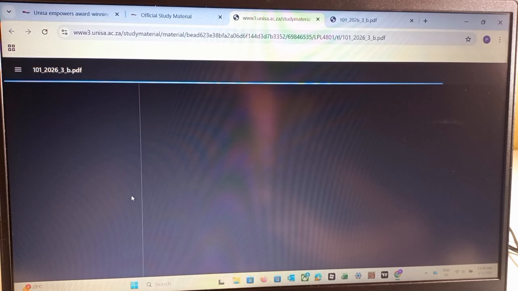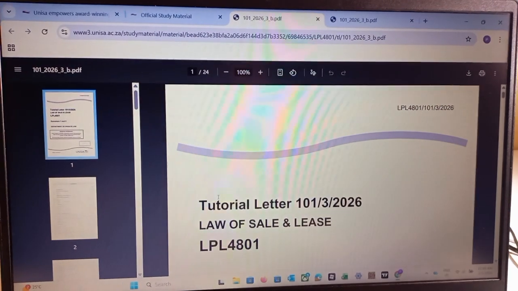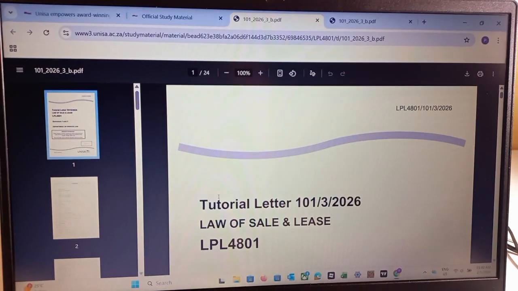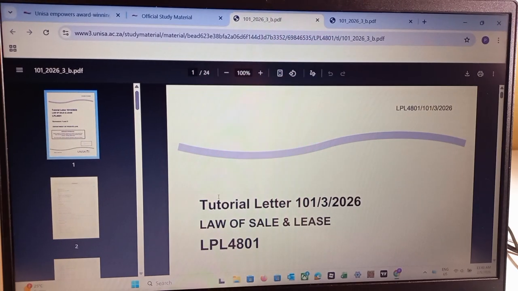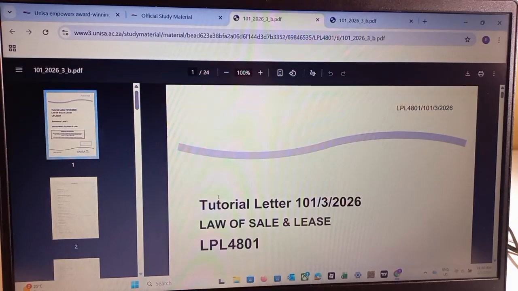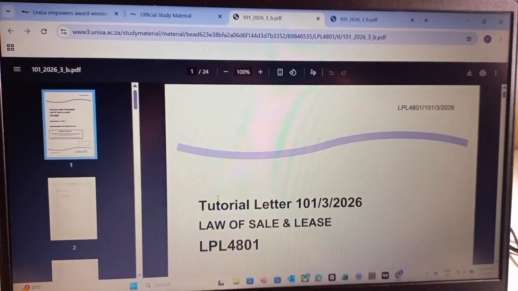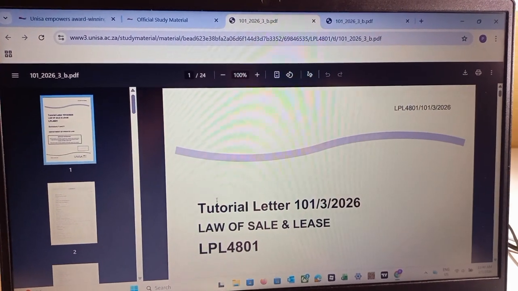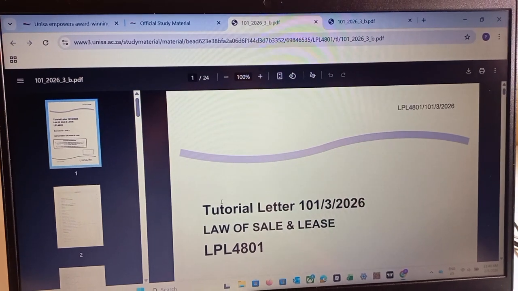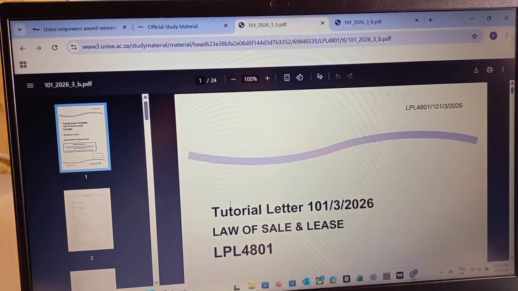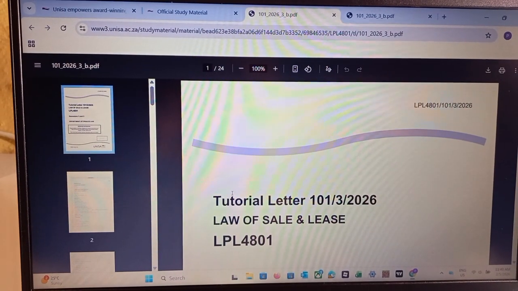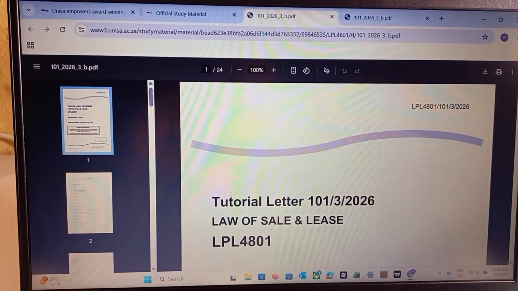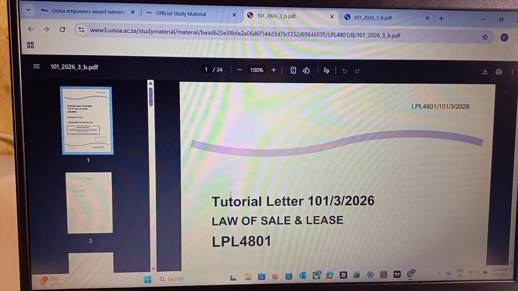Right, we are opening our tutorial letter and it's bouncing. I don't know why. Okay, let me try and adjust my camera. Maybe it will just stop bouncing. There we go. Sorry about that. We are going to check what is there for us.